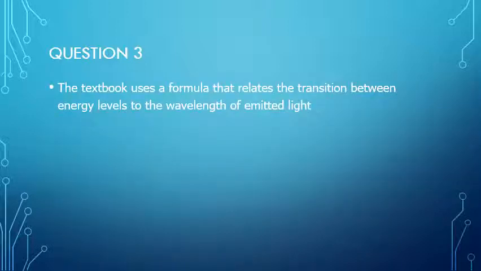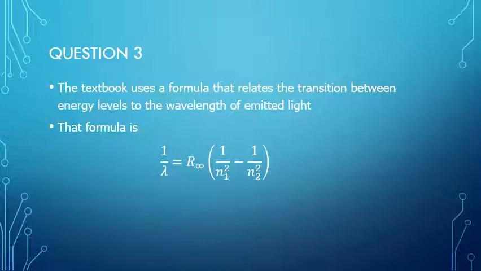So the textbook, OpenStax, uses a formula. It relates the transition between energy levels to the wavelength. Super handy. So here's the formula: 1 over the wavelength equals a constant, R infinity, times 1 over n1 squared minus 1 over n2 squared.